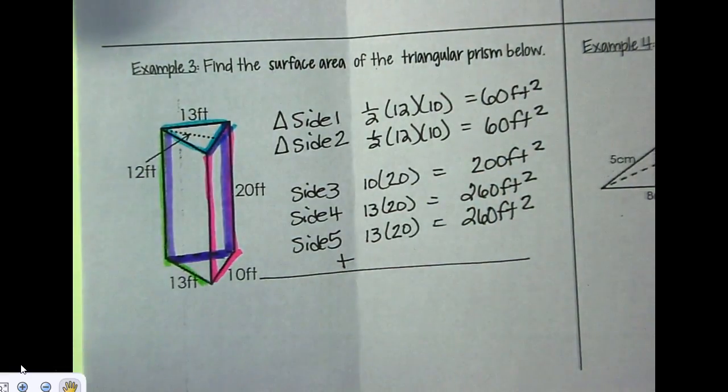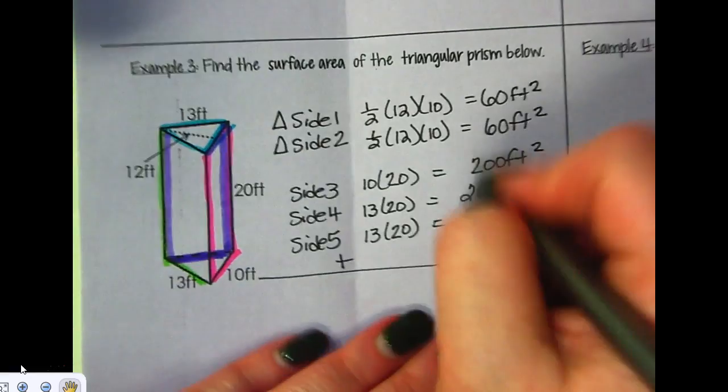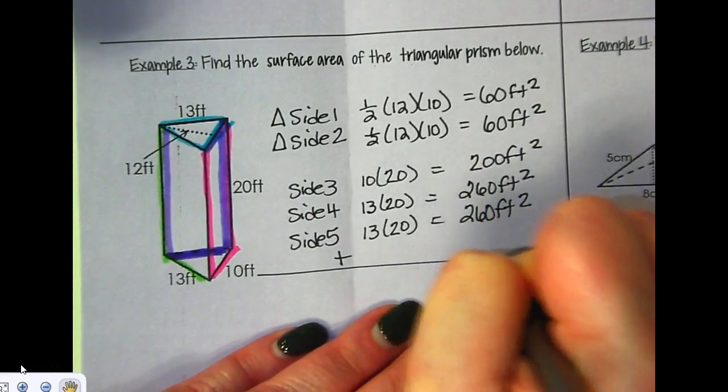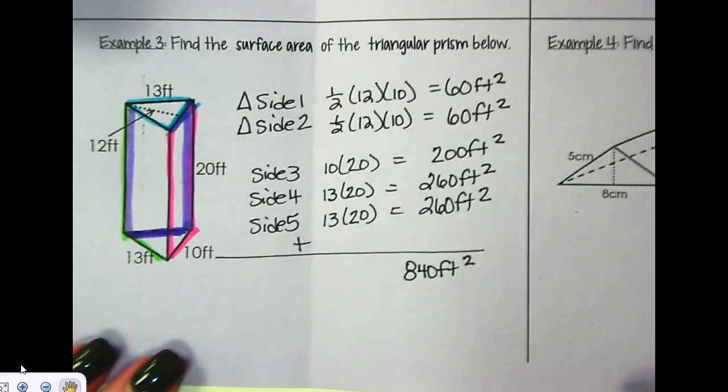Now what do we do? Add. What do we get? Nope, it's not over 1,000. 840 feet. 840 feet squared.